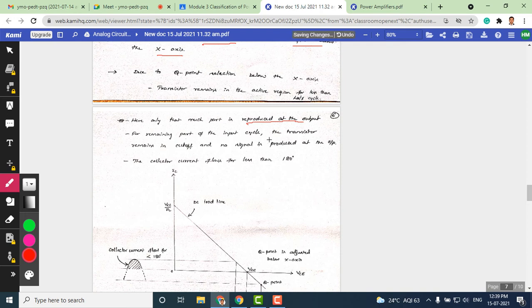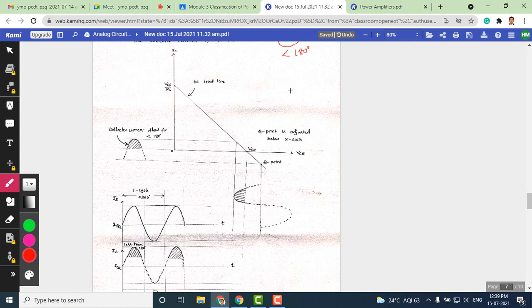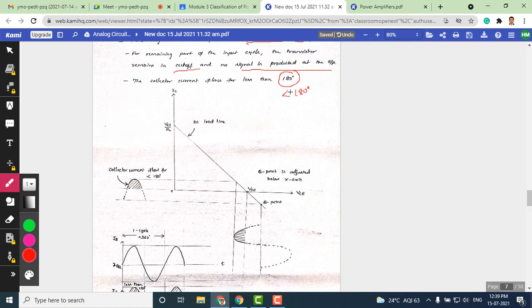For the remaining part of the input cycle, the transistor remains in the cutoff region and there is no signal produced at the output. Another important thing is that the collector current flows for less than 180 degrees. Previously it was flowing for at least 180 degrees, but here it is flowing for less than 180 degrees. Now let us analyze this with reference to the DC load line.